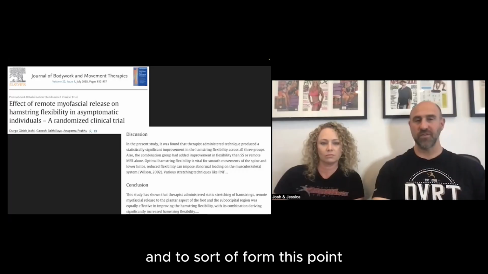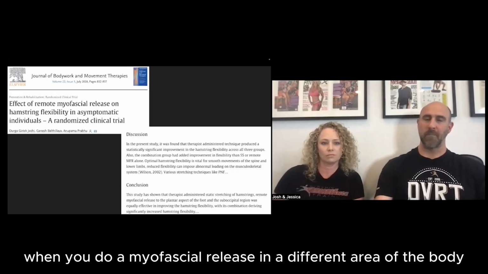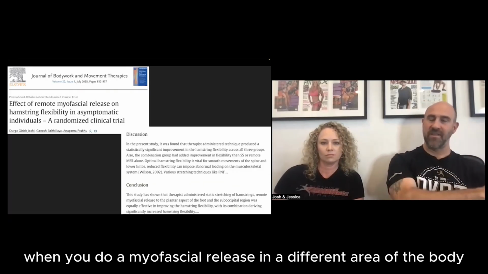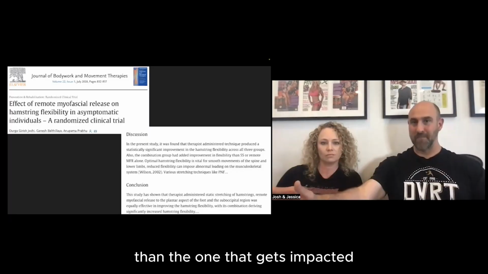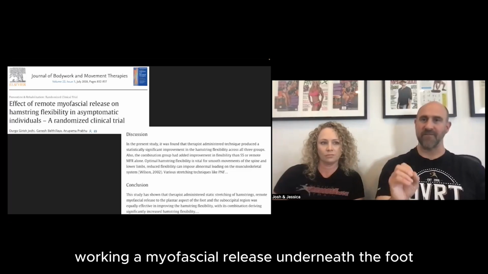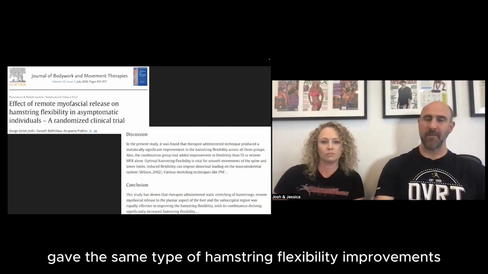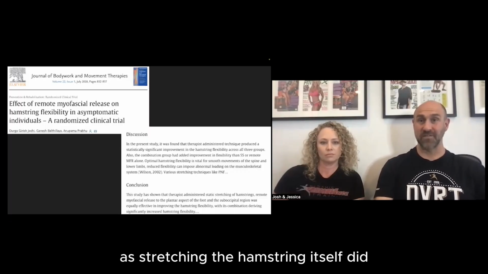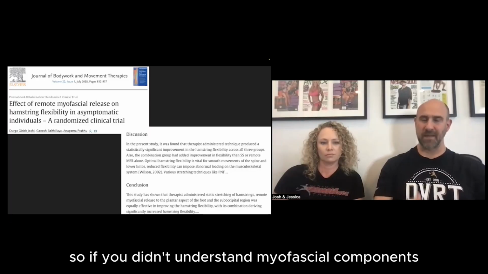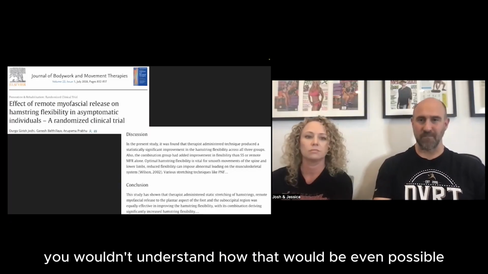And to sort of prove this point, there's really interesting research when you look up remote myofascial release. What that means is when you do a myofascial release in a different area of the body than the one that gets impacted. For example, in this study, they found working a myofascial release underneath the foot gave the same type of hamstring flexibility improvements as stretching the hamstring itself did. So if you didn't understand myofascial components, you wouldn't understand how that would even be possible.